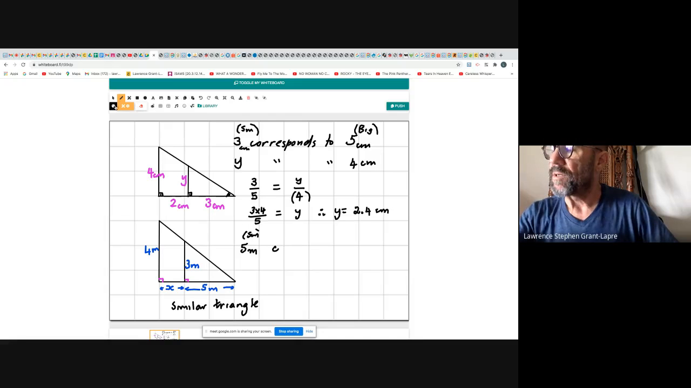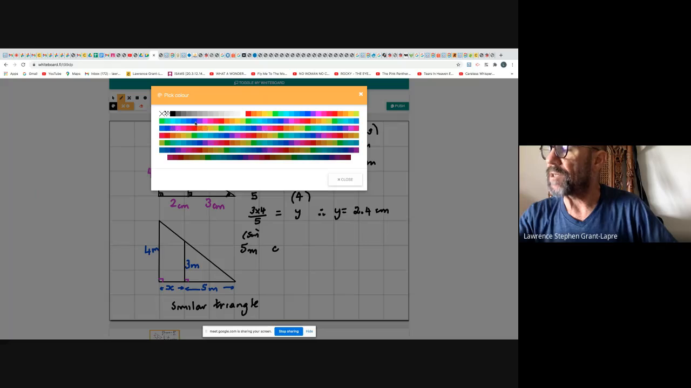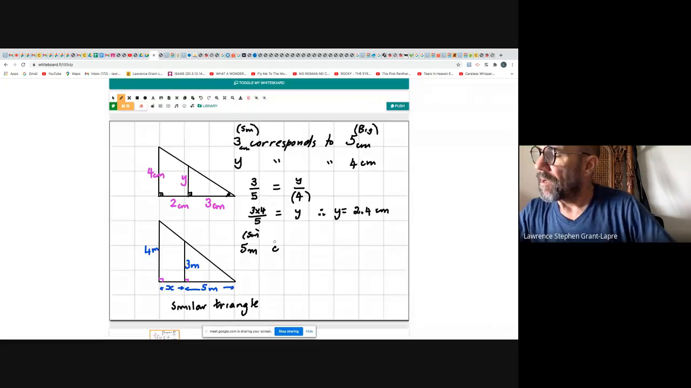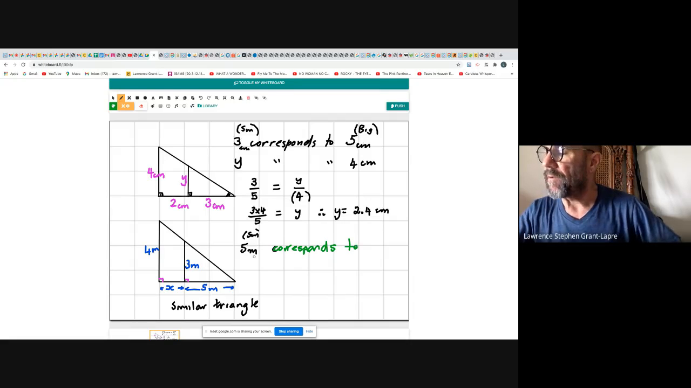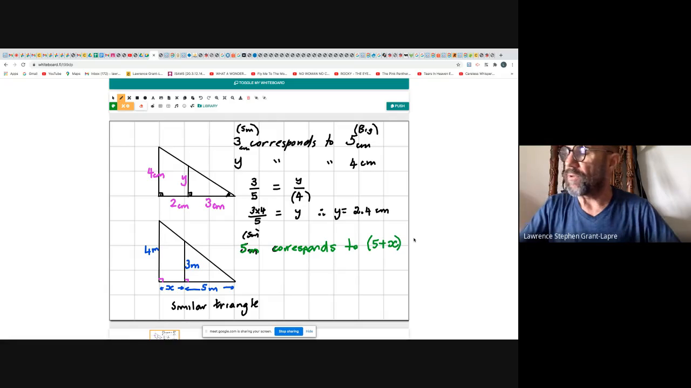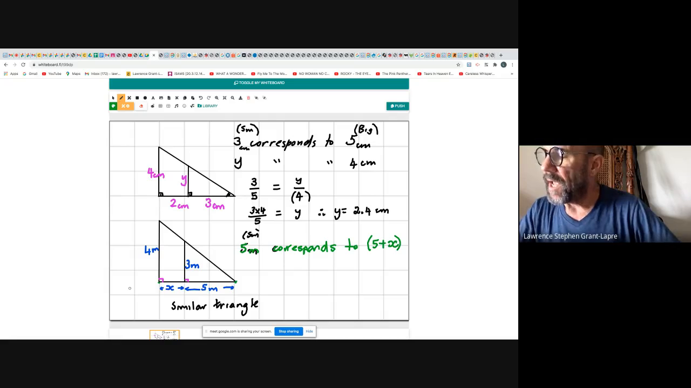corresponds. Let me just pick a different color so I can see the separation of these. Corresponds, we don't have to write this down, but I am. 5 meters in the small triangle corresponds to, now in the big triangle it's 5 plus x, so be careful here. It's not just x, it's all the way from this point to this point. In the big triangle, that's 5 plus x. And we've got 3 meters in the small triangle corresponds to 4 meters in the big triangle.